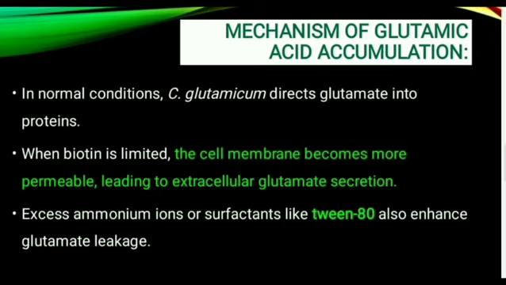Mechanism of glutamic acid accumulation. In normal conditions, Corynebacterium glutamicum directs glutamate into proteins. When biotin is limited, the cell membrane becomes more permeable, leading to extracellular glutamate secretion. Excess ammonium ions or surfactants like Tween 80 also enhance glutamate leakage.